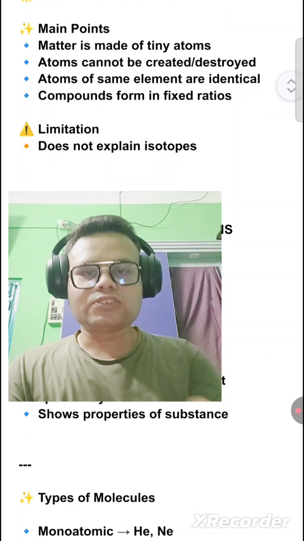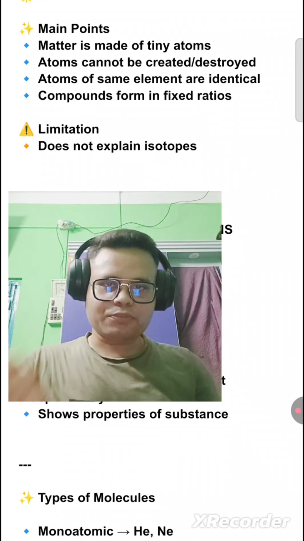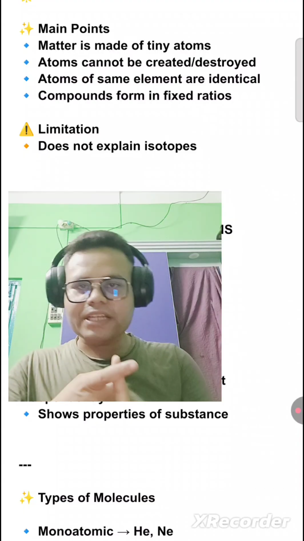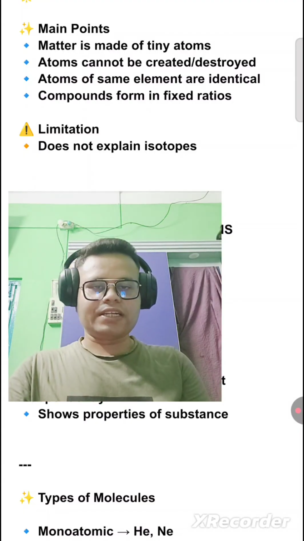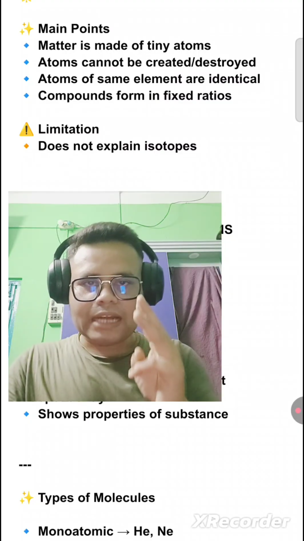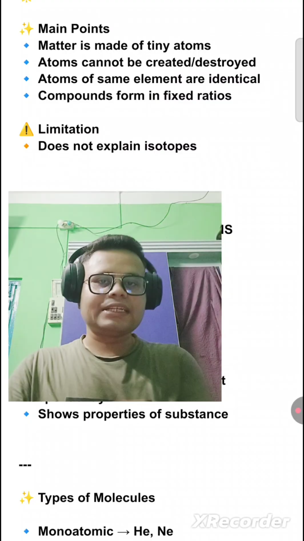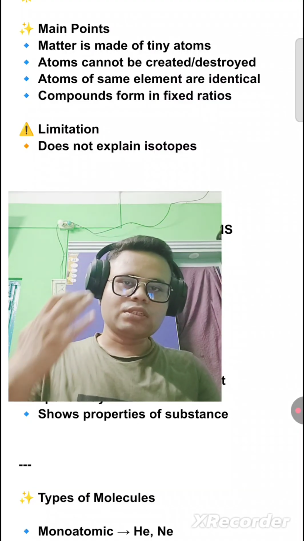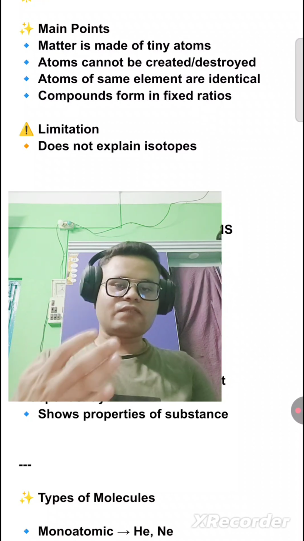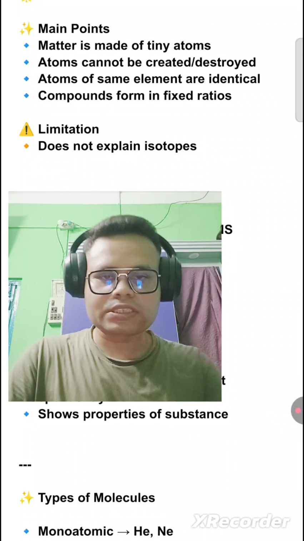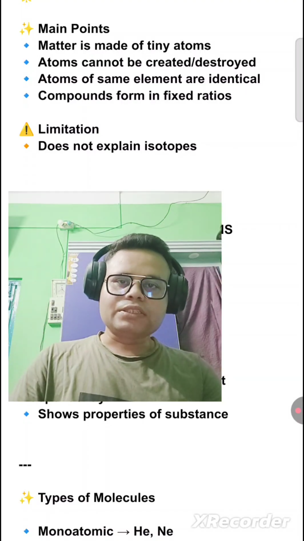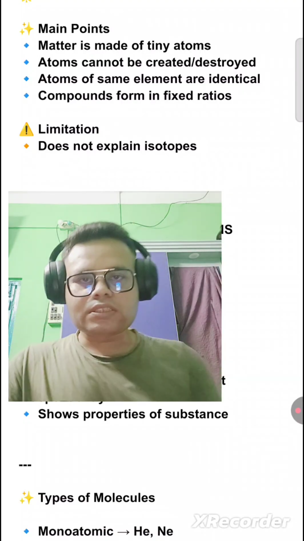After that, Dalton's atomic theory. Main points: first, matter is made up of tiny atoms. Second, atoms cannot be created or destroyed. Third, atoms of the same element are identical. And fourth, compounds form in a fixed ratio. This is a very important postulate, Dalton's atomic theory.